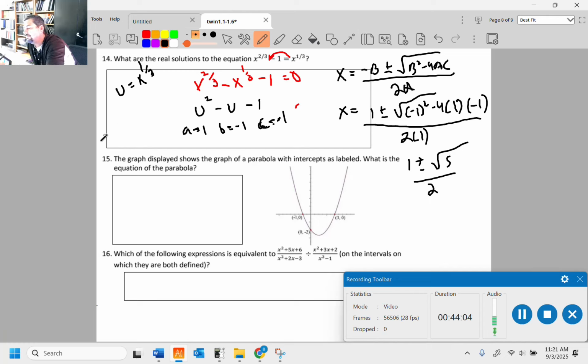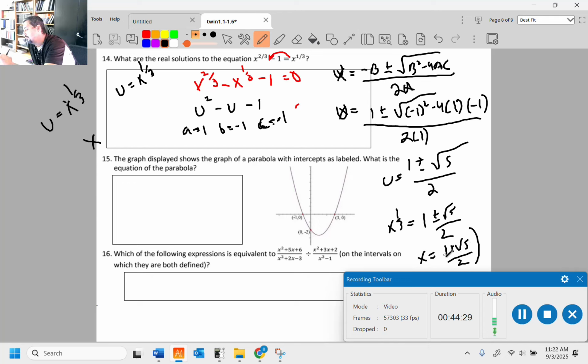Now here's the fun part. I'm saying x, but it was actually u. This is u. Remember, u is x to the 1/3. So x to the 1/3 is 1 plus or minus the square root of 5 over 2. Which means that x is this stuff cubed. What I would do if there are radicals in here is I would compare the decimals to the answers that are present.